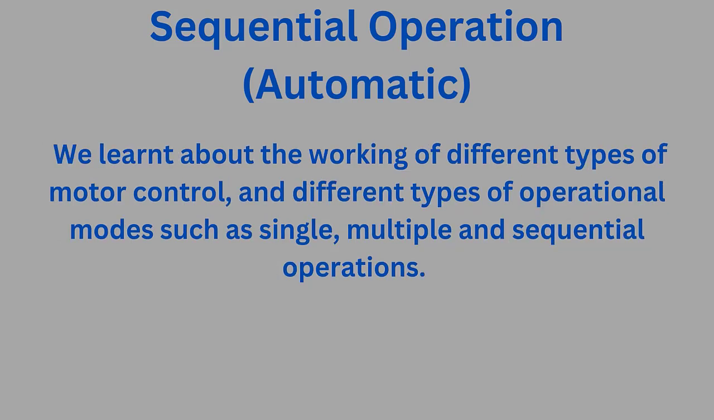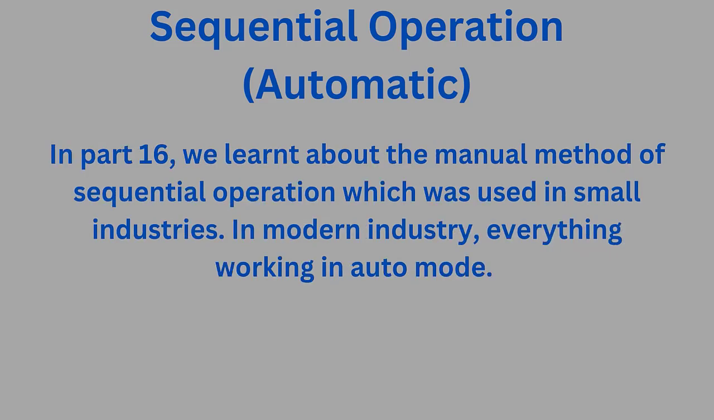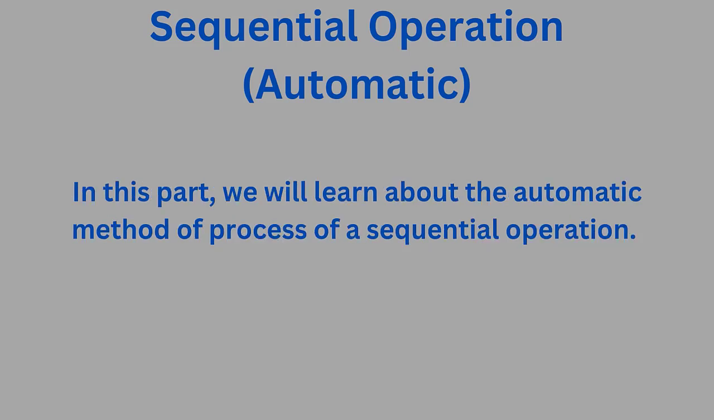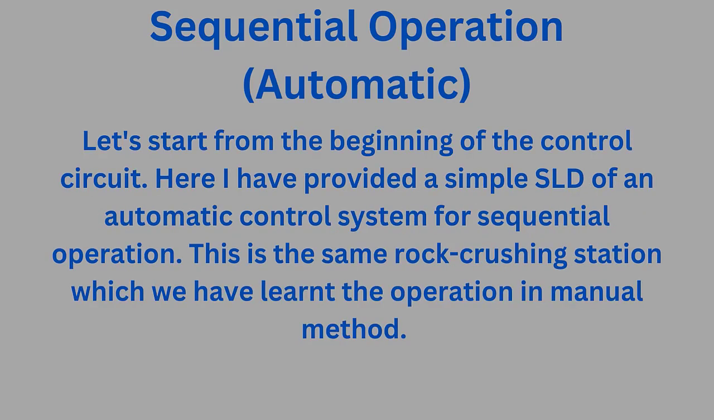We learned about the working of different types of motor control and different types of operational modes, such as single, multiple, and sequential operations. In part 16, we learned the manual method of sequential operation, which was used in small industries. In modern industry, everything works in auto mode. In this part, we will know about the automatic method of process of a sequential operation.